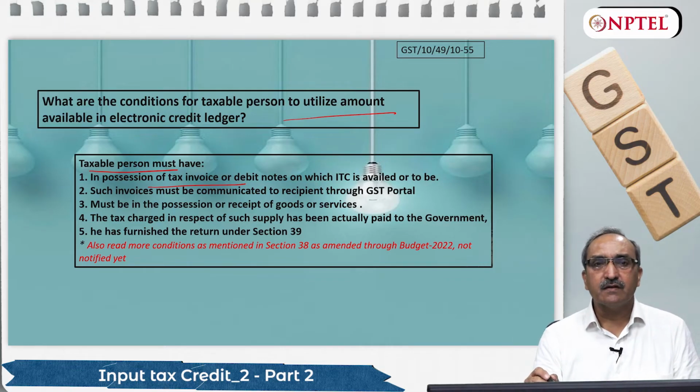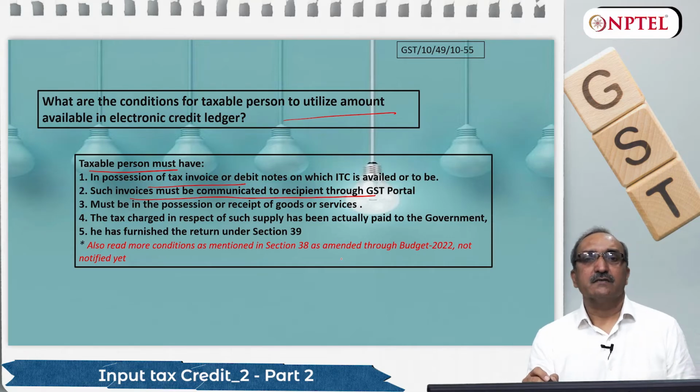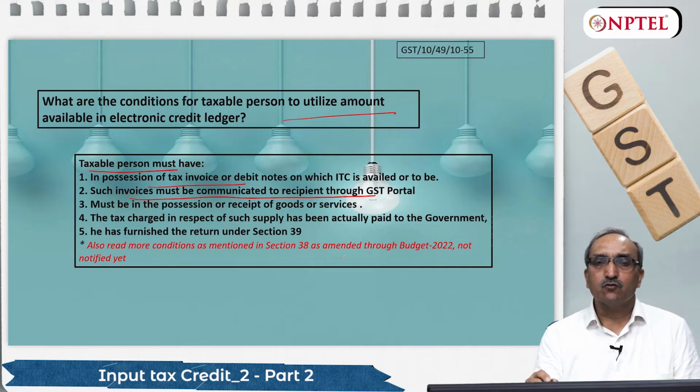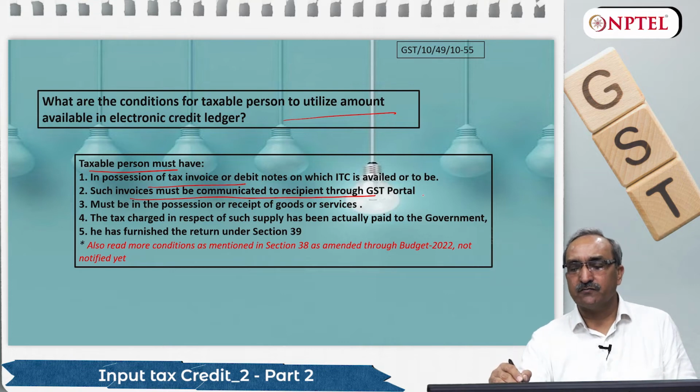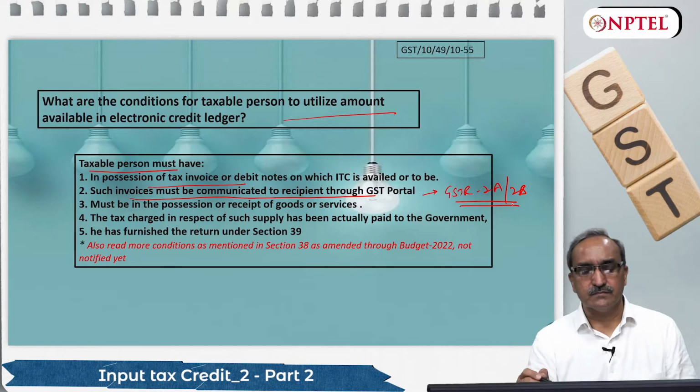He must have a tax invoice with him because he has procured goods. So he must have goods with him. I told you that electronic credit ledgers are updated through the GST portal. So your electronic credit ledger must be updated through the GST portal, and the invoices raised by your supplier will also be communicated to you. All invoices raised to you by your supplier will be depicted in GSTR 2A and 2B. We will discuss this when returns come.